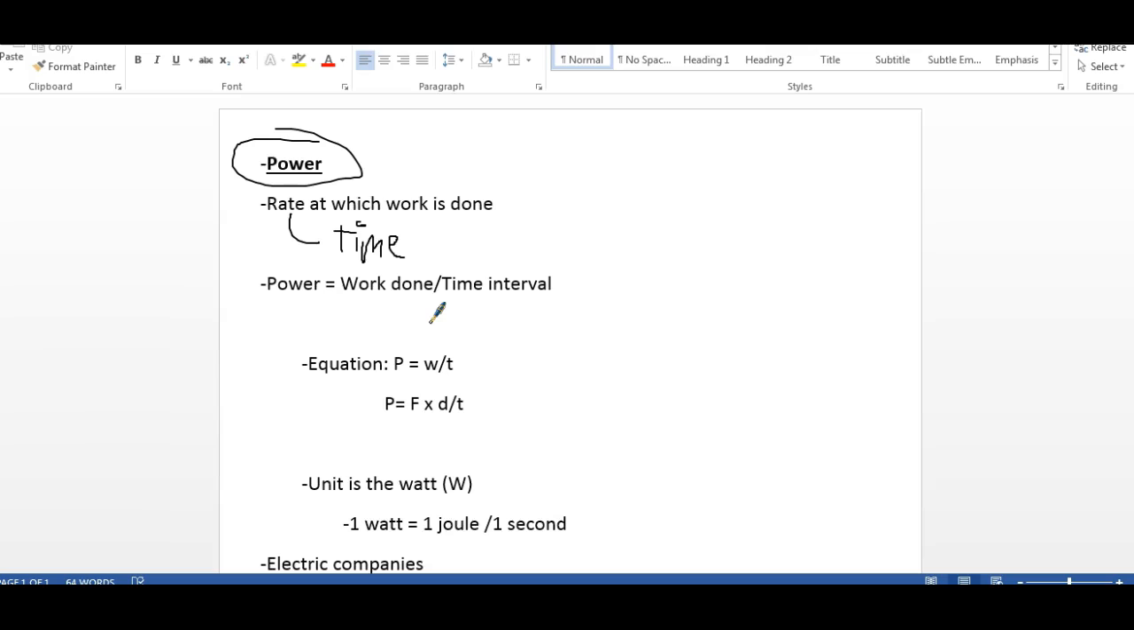The equation for power is P equals W divided by T, work divided by time, and that's where the rate comes in. Also, you can take this work and make it into force times distance. So if it gives you the force and the distance instead of the work, you can just plug that in. We're going to do a practice in a minute, but the unit is the watt.